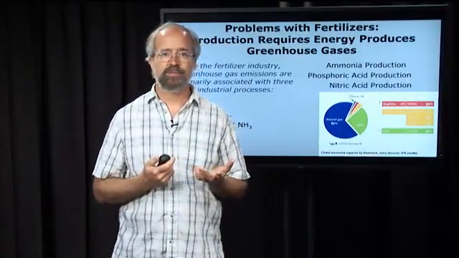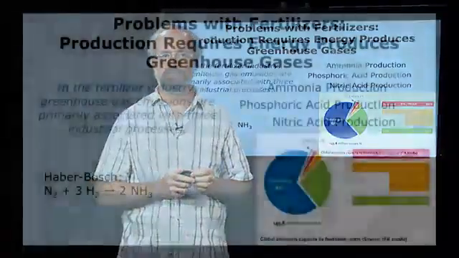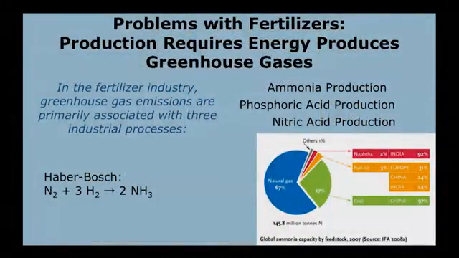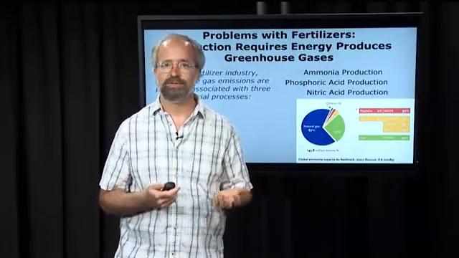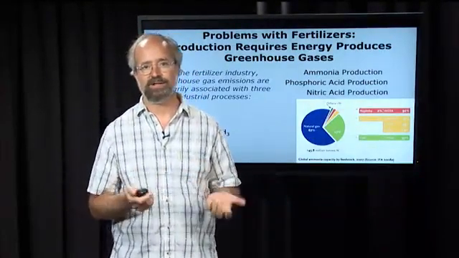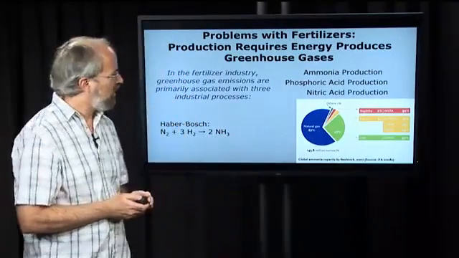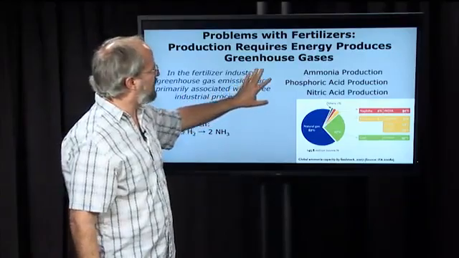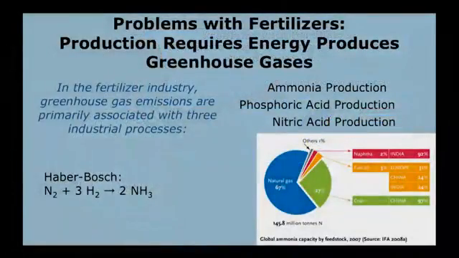So even though fertilizers have been a tremendous benefit to us, they come with some really difficult problems. First off, to produce fertilizers, you need energy. And then fertilizer production produces greenhouse gases. So while we're producing fertilizers, we're contributing to our problems with CO2 in the atmosphere and the consequences of that. We rely on a couple of important processes to produce fertilizers. We produce ammonia, phosphoric acid, and nitric acid. Those are the major ones, and they're contributing to greenhouse gas warming.